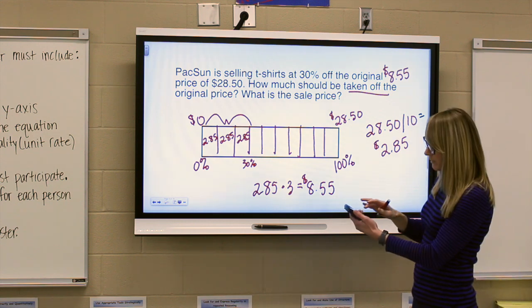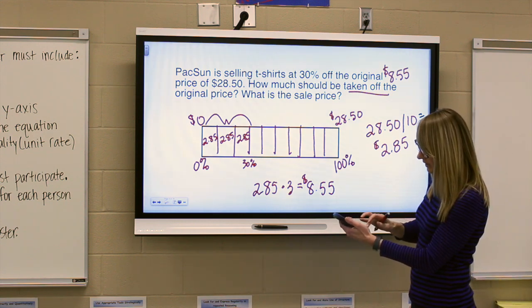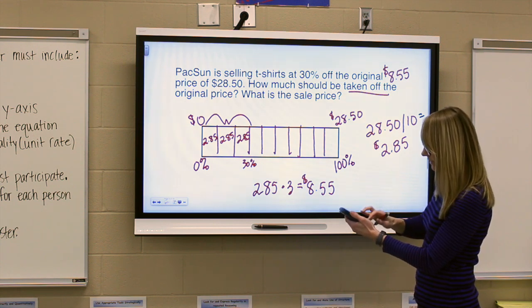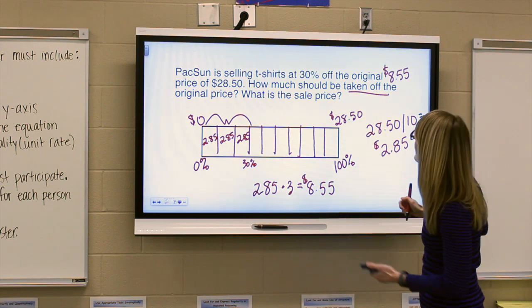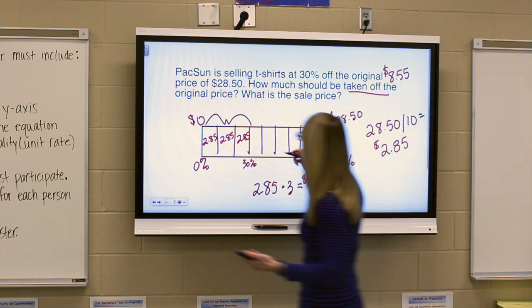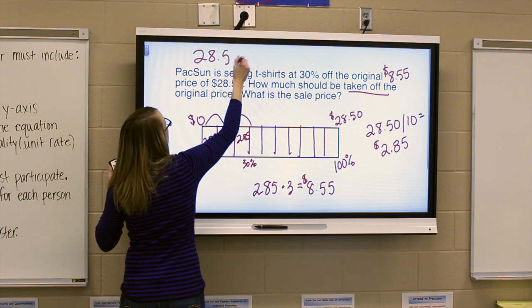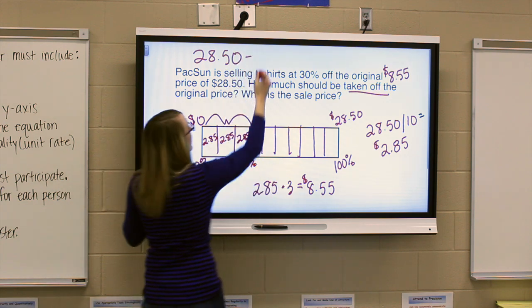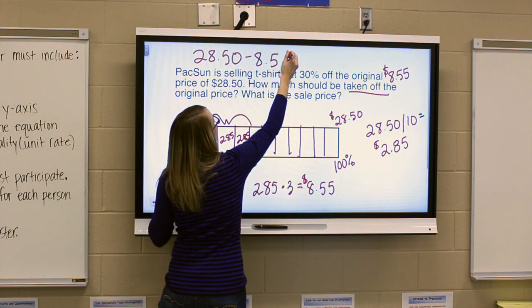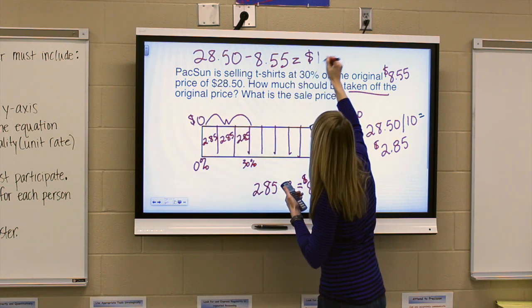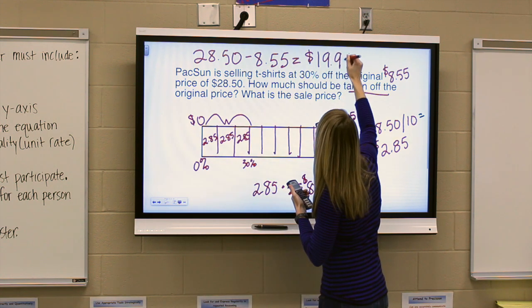Well, if $28.50 was my original, I'm going to take $28.50 minus $8.55. $19.95 would be the price that I would have to pay. I got that by taking $28.50 minus the discount of $8.55. That means my sale price is $19.95.